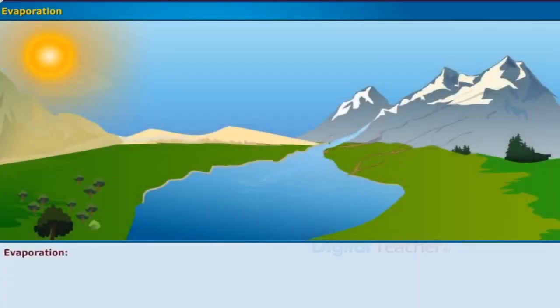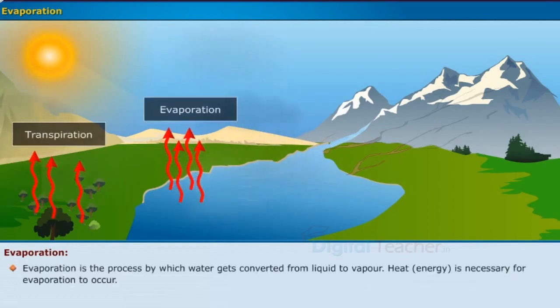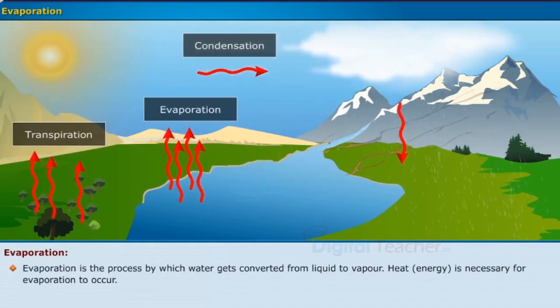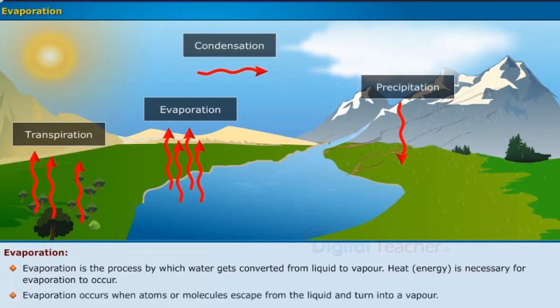Now, let us know about evaporation. Evaporation is the process by which water gets converted from liquid to vapor. Heat, that is energy, is necessary for evaporation to occur. Evaporation occurs when atoms or molecules escape from the liquid and turn into a vapor.